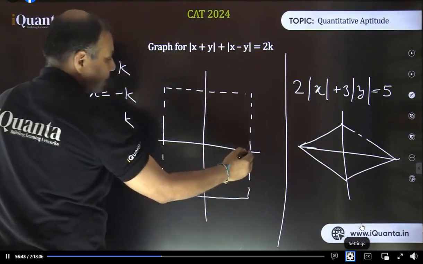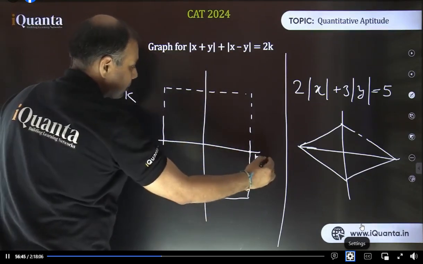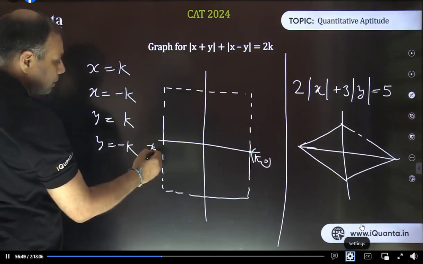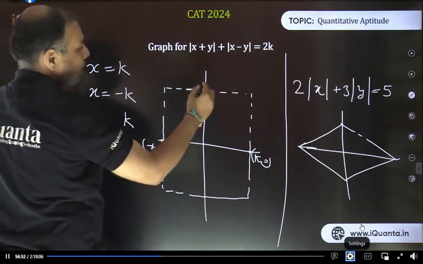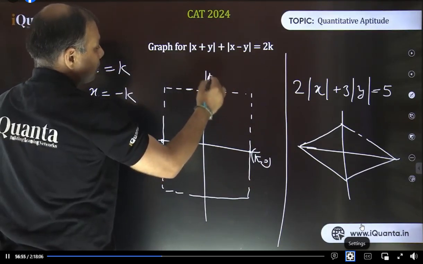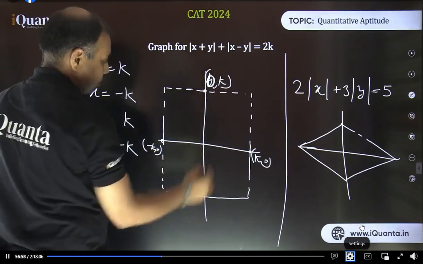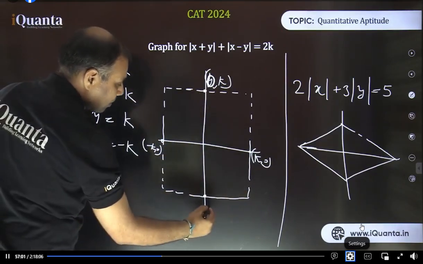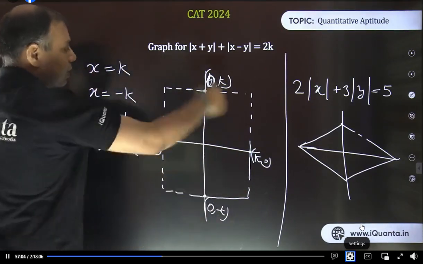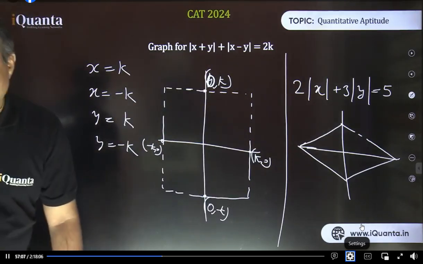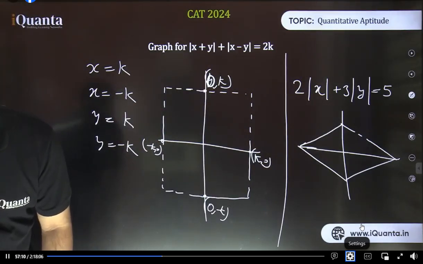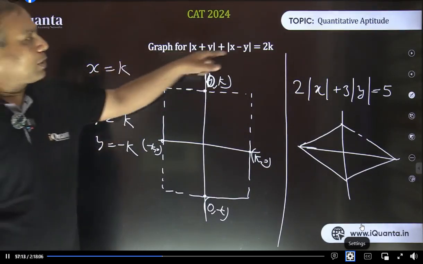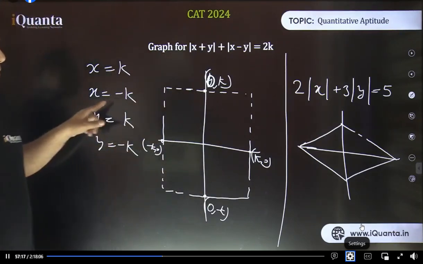So x equals k. This is the line x equals k. This is the line x equals minus k. Same way, this is the line y equals k, and this is the line y equals minus k. So this will be the shape. This will be the square shape. Okay. So the graph of this particular equation would be like this. I hope it is okay. Is it fine?